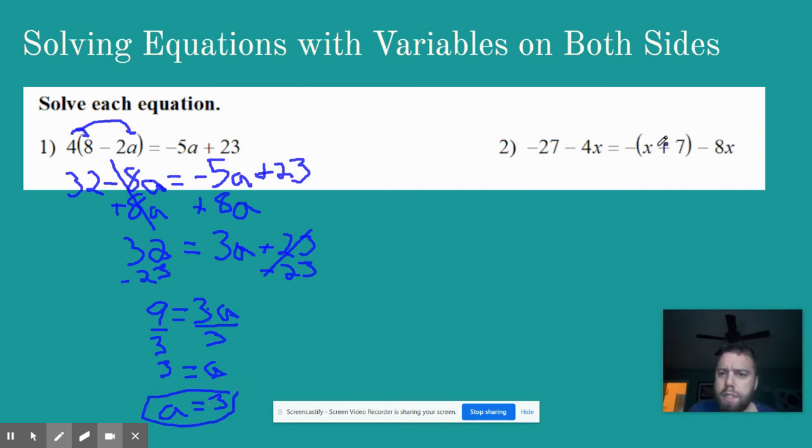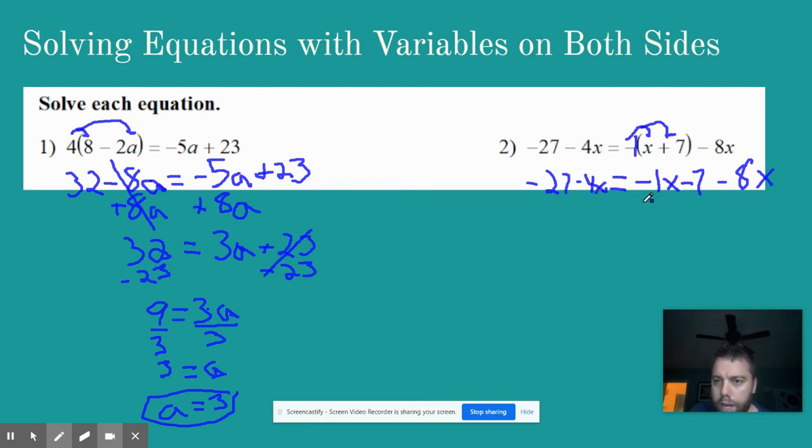Let's try one more example together. So here we have a negative sign. We know that our first step is going to be distributing again. We have a negative sign here, and this negative sign is really a -1. So we're going to distribute a -1. This gives us -1x. -1 times x is -1x, and -7. And we haven't touched this -8x, so I'm just going to bring that down. -27, haven't touched this side, so I'm just going to bring it down.